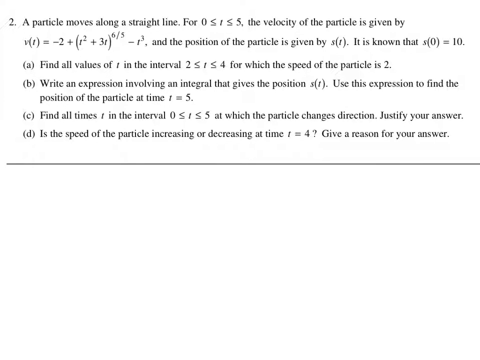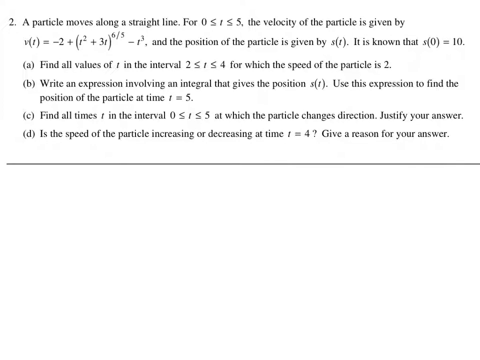Okay, this is question 2013, question 2, FRQ, AB. So a particle moving in a straight line from 0 to 5, and here's the velocity function. The position is s of t, and s of 0 is 10. So they're saying at time 0, you are at 10.